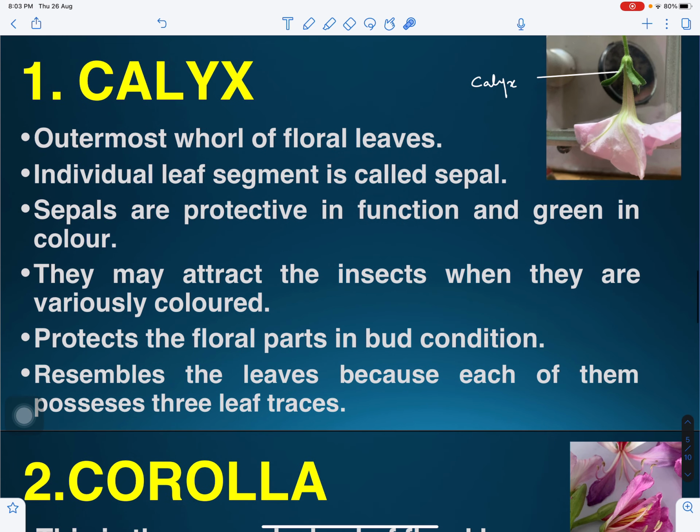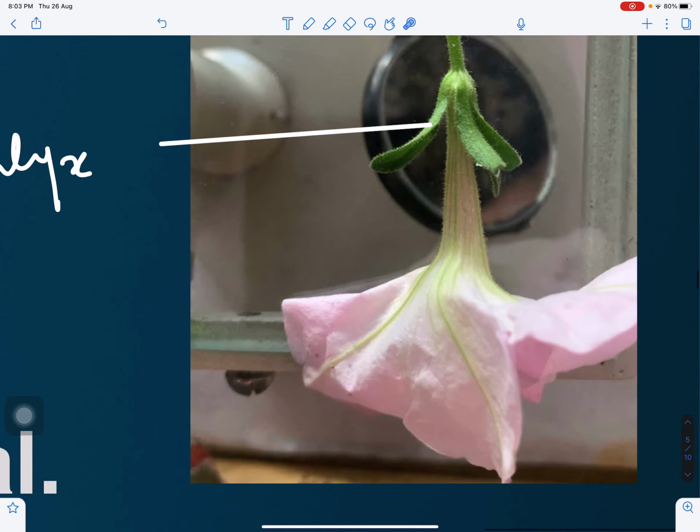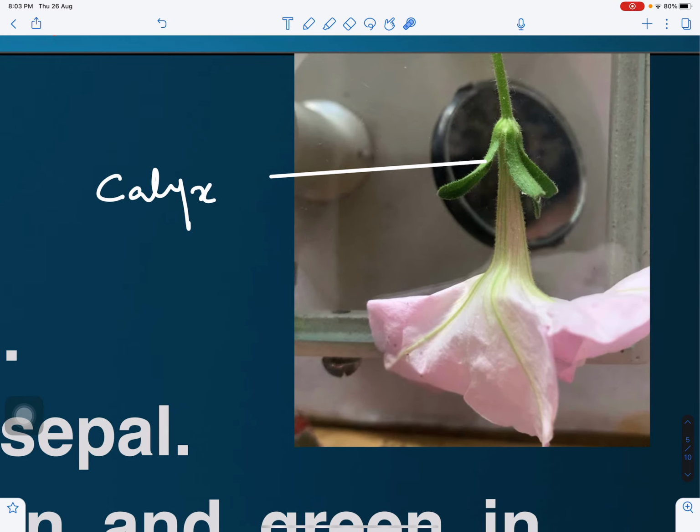Now we can see here, this is the flower, and this part is the calyx, the outermost whorl. We can see this is green in color. Here the sepals can carry out photosynthesis, they can produce nutrients for the flower, and they can also protect the inner floral whorls in the bud condition. So collectively, this part is called the calyx. The next part is the corolla, but we are discussing only the calyx here.